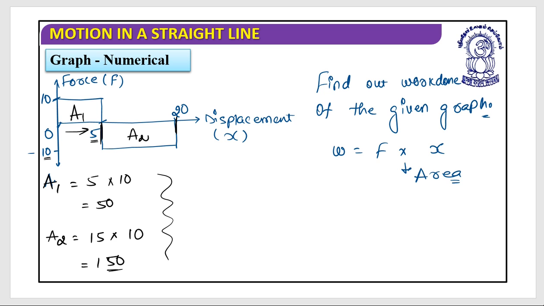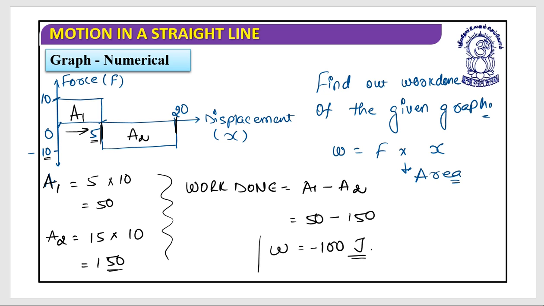For this answer, we must consider: do we have a negative work done? Yes, we absolutely can have a negative work done. And when work done can possess a negative value, I can write like this. So work done is equal to A1 minus A2. So this would be 50 minus 150, which is equal to minus 100. This is the work done.